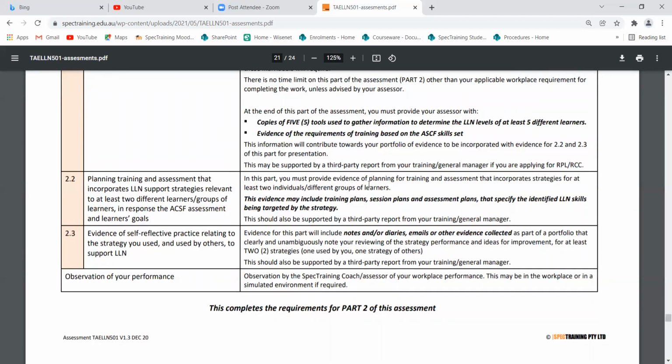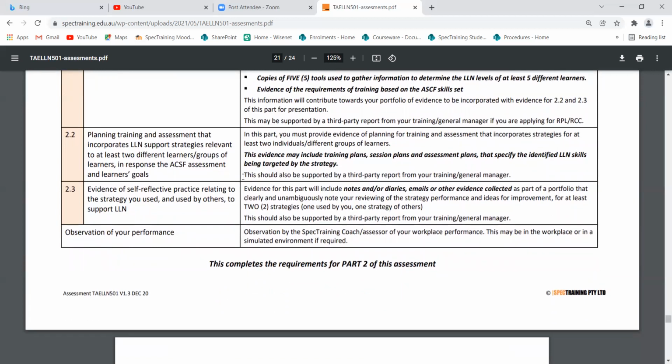Okay, cool. So next is evidence of self-reflective practice. Okay, so evidence for this part will include notes, diaries, emails, or other evidence collected as part of the portfolio that clearly and unambiguously note your reviewing of the strategy performance and ideas for improvement for at least 2 strategies, 1 used by you, 1 strategy of others. This should be also supported by a third-party report.